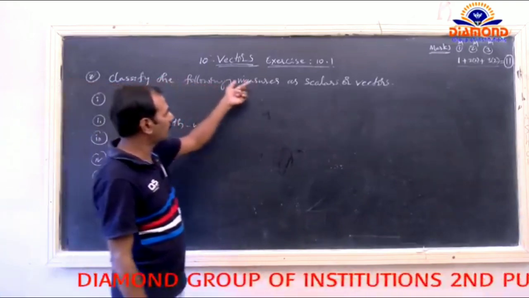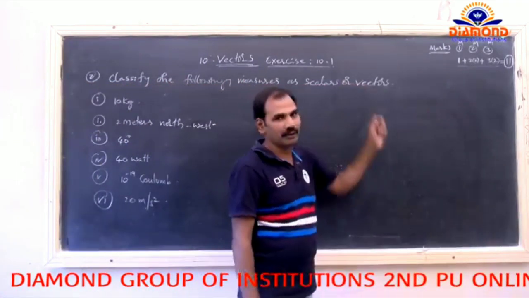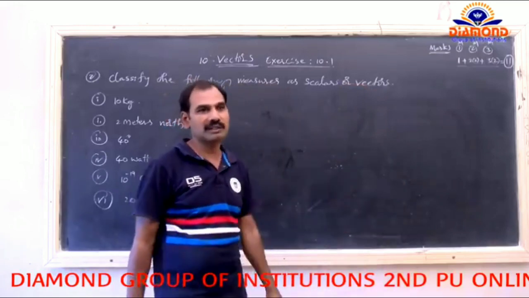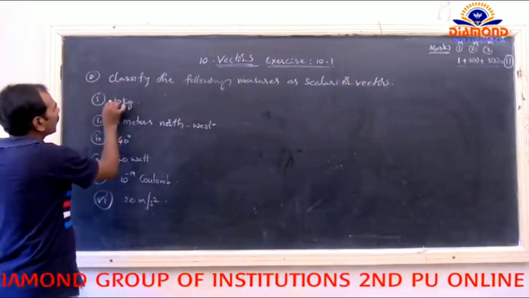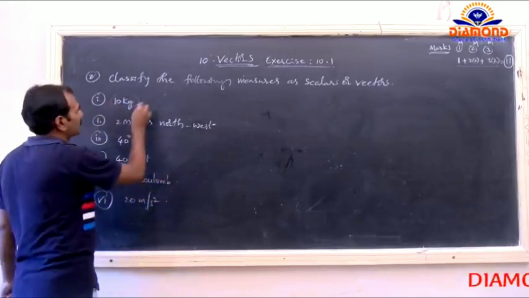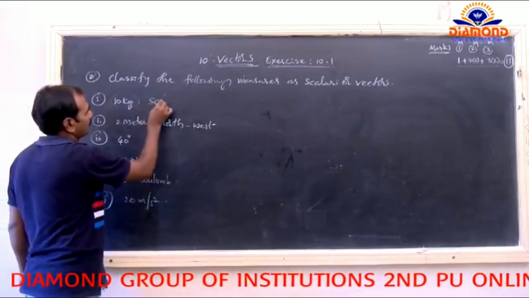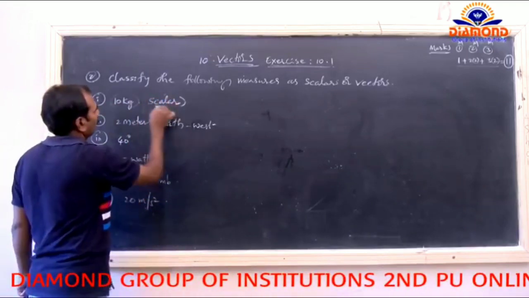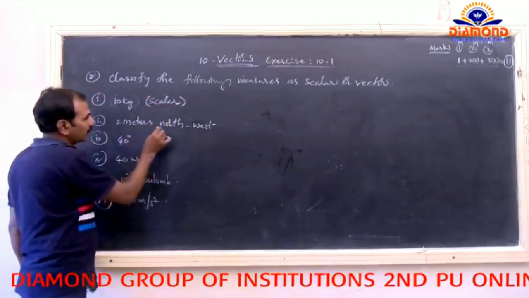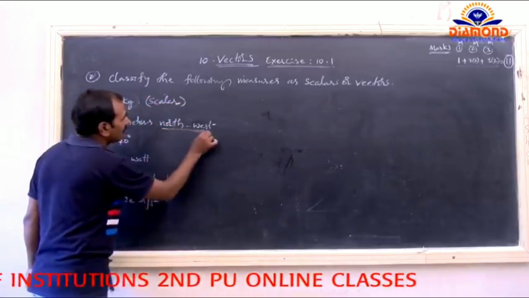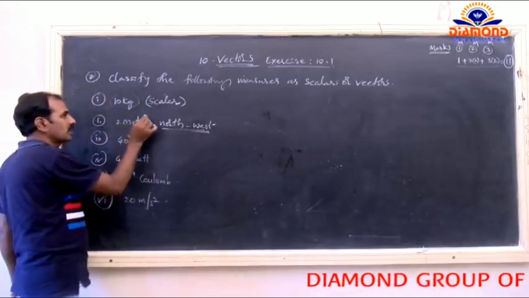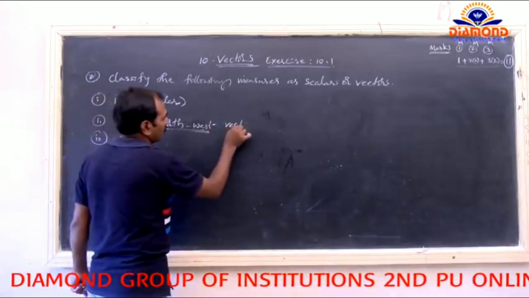Example problem number 1. Classify the following measures as scalar or vector. One more question. So 10 kg, scalar, no direction. Next, 2 meters north-west, direction is here, displacement is here. So it is vector.